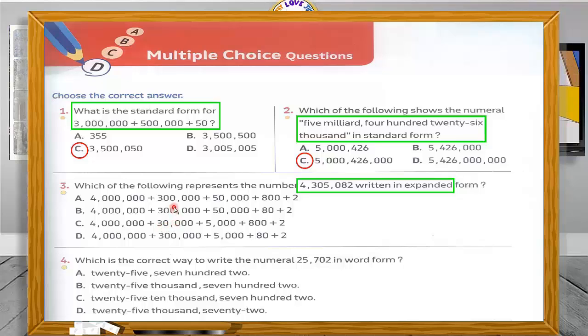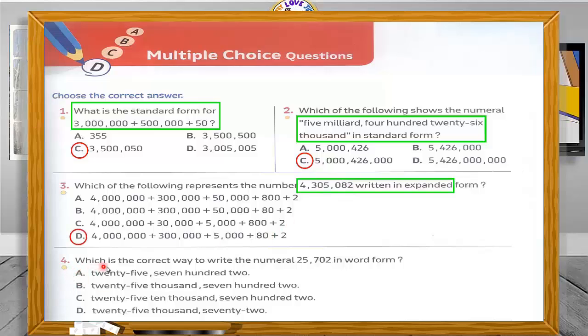C is not right. Okay. 5, 305. 350 is not right. 350 is not right. 305. Here we said 30, not 300. So the last one is the right answer. Again, 4,300,000,000, 5,082. 305,082.